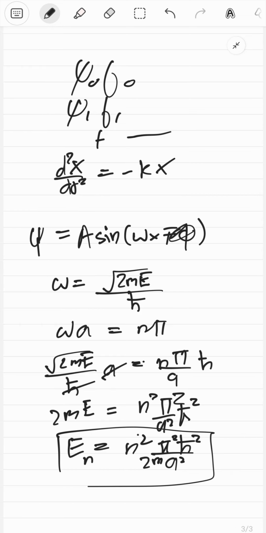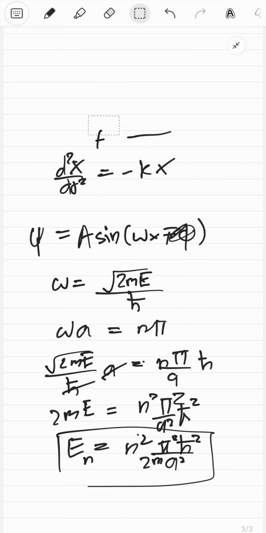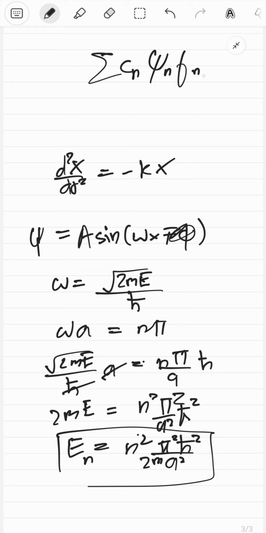So the general solution in that case would be something like this. It would be the summation of c sub n of psi sub n, f sub n, right? And this is from n equal to 0 to infinity, because we can do that.